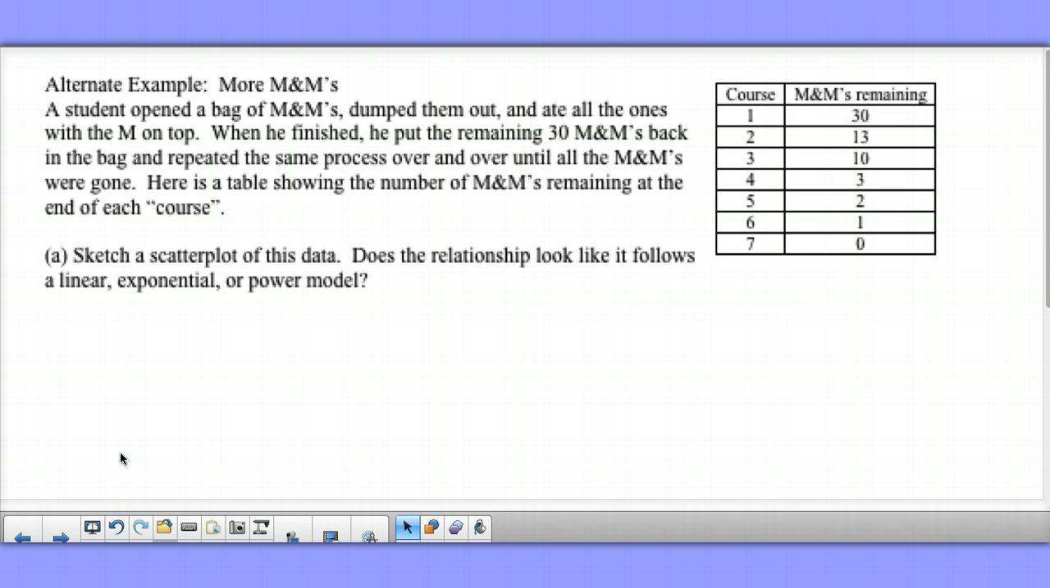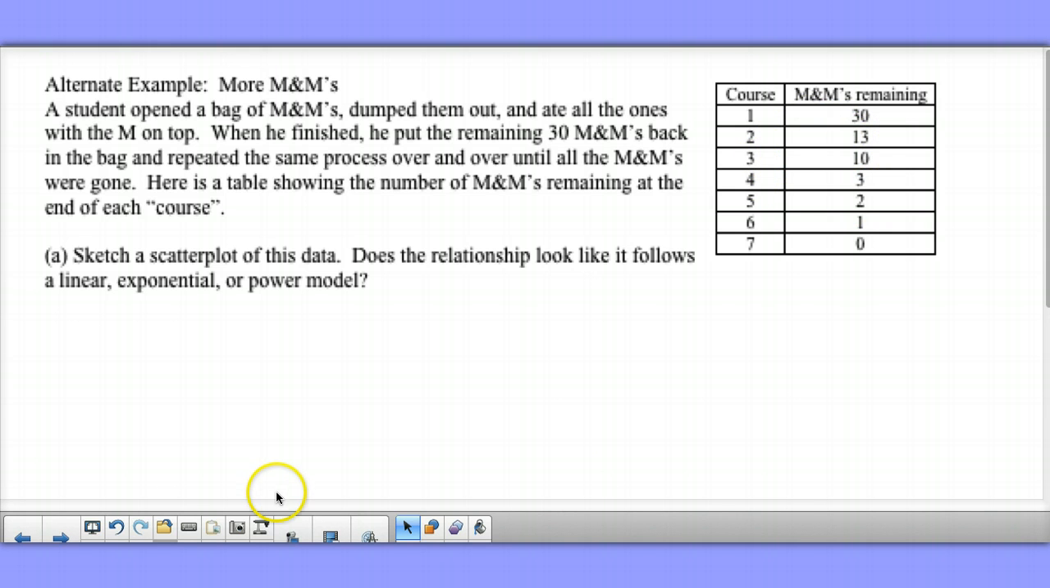So a student opens up a bag of M&Ms and they dump them out, and they ate all the ones with the M on top. So when you dump them out, some will have the M right side up, some will have the M right side down. So he ate all the ones with the M right side up, puts the remaining 30 back in the bag, and repeats the process over and over again, eating the ones with the M's right side up until they're all gone. This table shows his course, so the number of M&Ms remaining. So after he was done with the first process, he had 13 M&Ms remaining, and after he did this a second time, 13 M&Ms remaining, and so on.